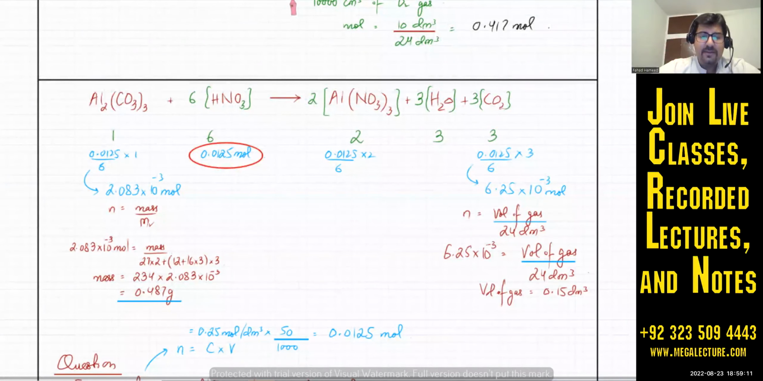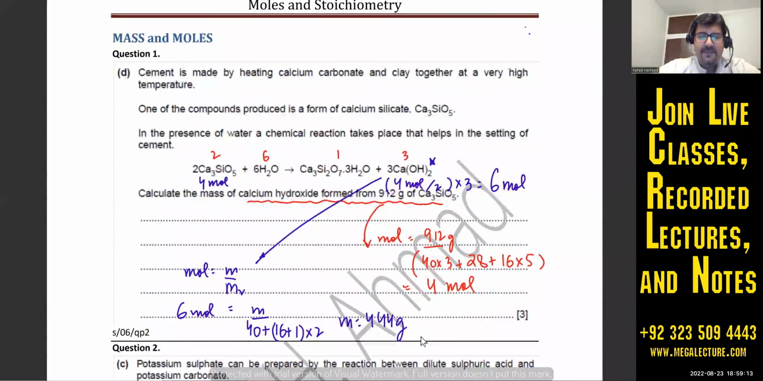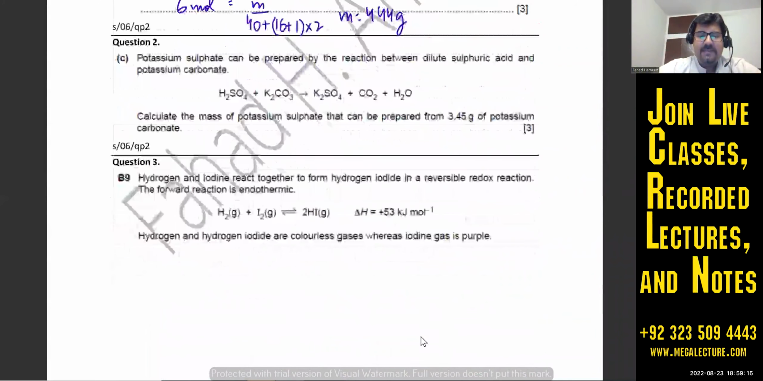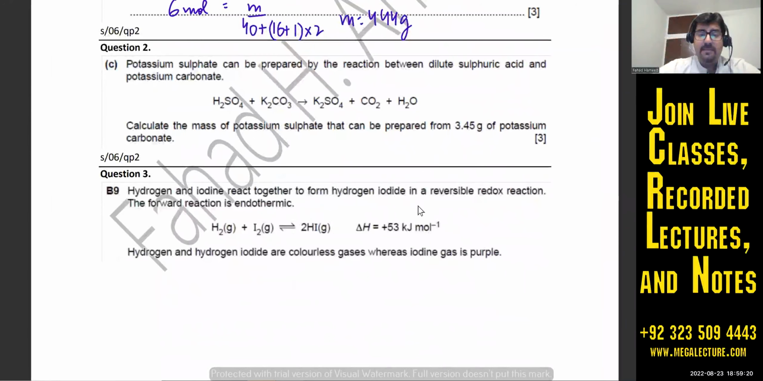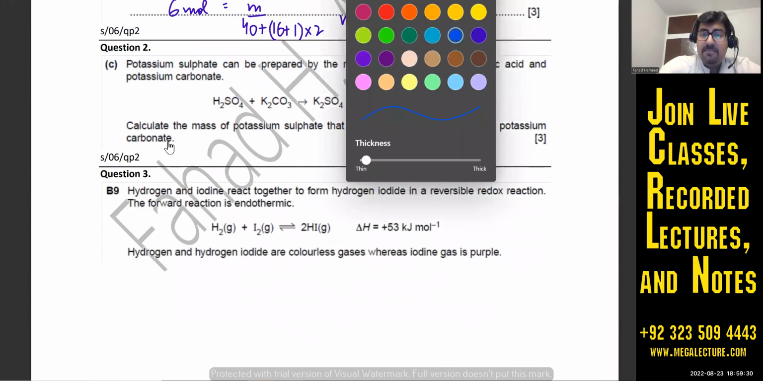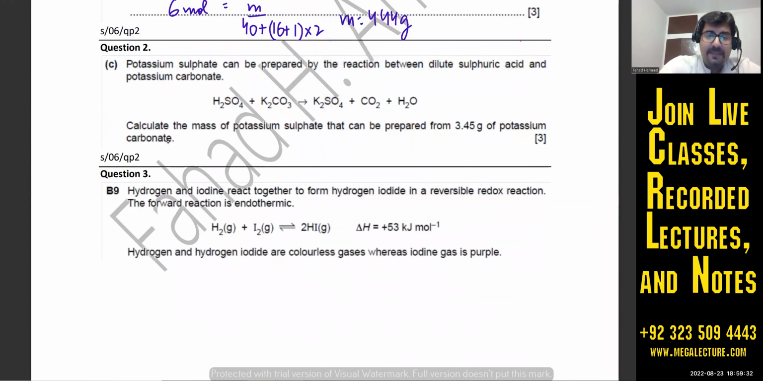So coming back to the questions, this is the first one that we did. So let's try the second one. Make sure you have a calculator with you. So he's saying calculate the mass of potassium sulfate that can be prepared from 3.45 grams of potassium carbonate. The mass of the potassium carbonate is given. He has already told you that this is 3.45 grams.